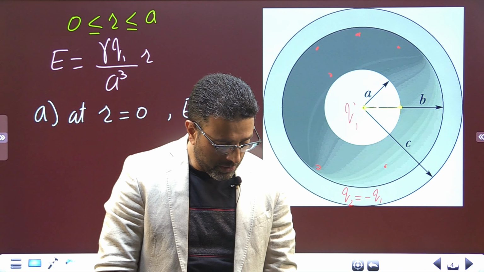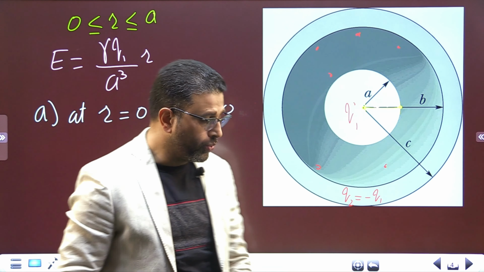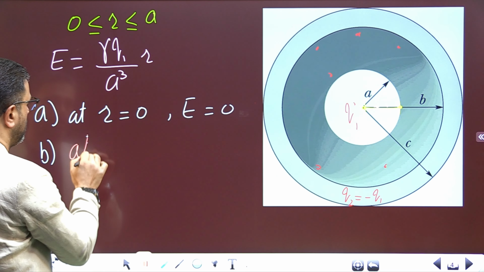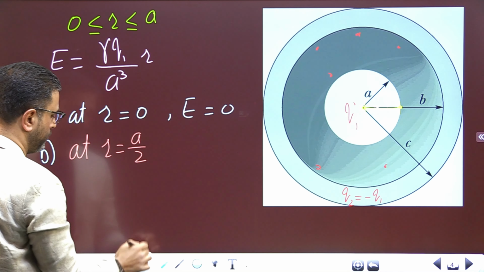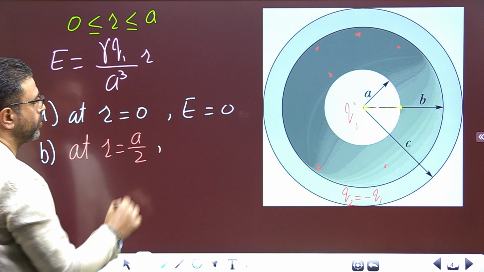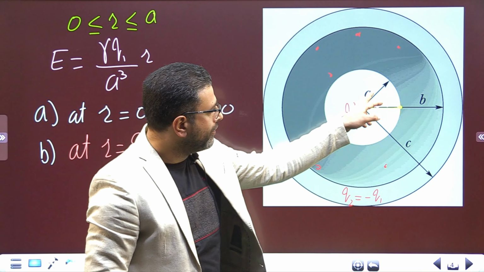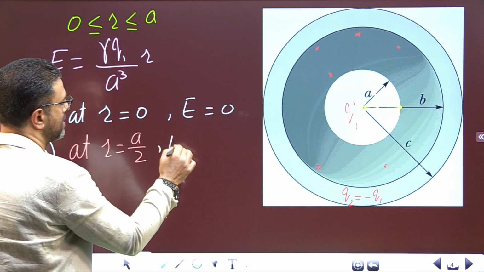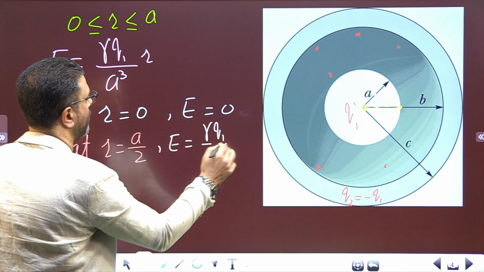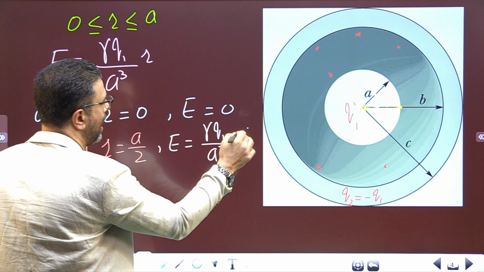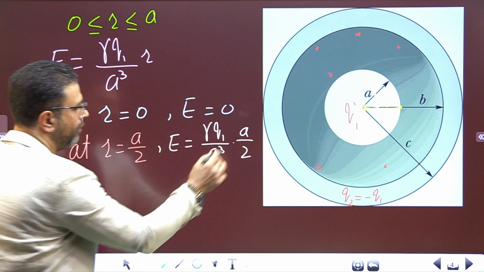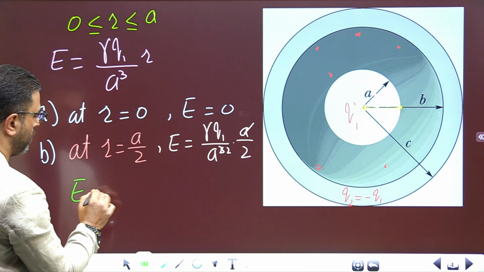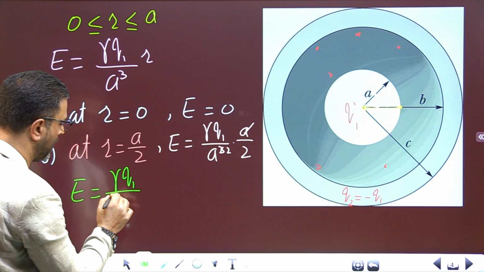Then we're asked to find the field at a distance a by 2. So part B, at r equal to a by 2. Now a by 2 is somewhere here. We use the same relation. E is equal to gamma q1 divided by a cubed. Instead of r, we'll write a by 2. One of the a's will cancel out, so we're left with E equal to gamma q1 divided by twice a squared.